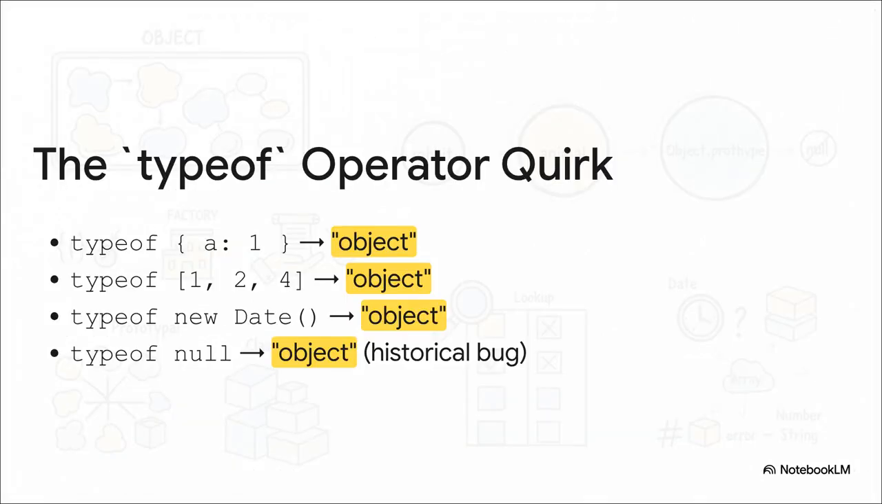Speaking of inspecting things, you gotta know about the famous quirk with the typeof operator. It correctly tells you that an object or an array is an object, but it also tells you that null is an object. It's just a little historical bug from the early days of the language that's stuck around ever since.